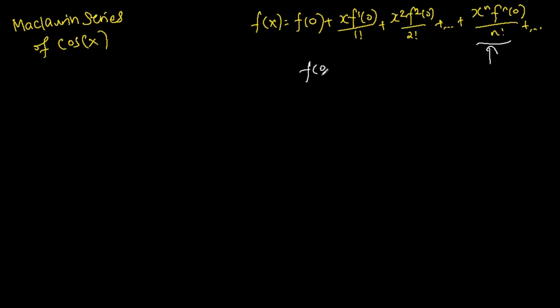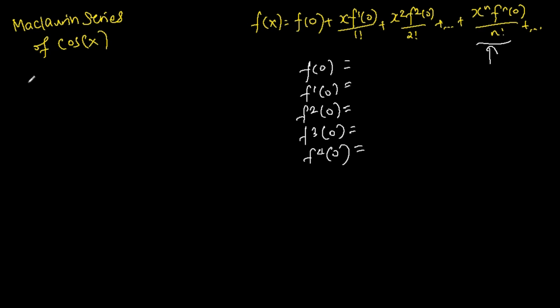So before we are able to find the Maclaurin series of cosine x, we need to find the following: f(0), which is the function evaluated at x equals 0; f'(0), which means the function differentiated one time and evaluated at x equals 0; f''(0), the function differentiated twice and then we find the value at x equals 0; f'''(0), differentiating the function 3 times and finding the value at x equals 0; and f⁗(0), differentiating the function 4 times and then finding the value by making x equal to 0.